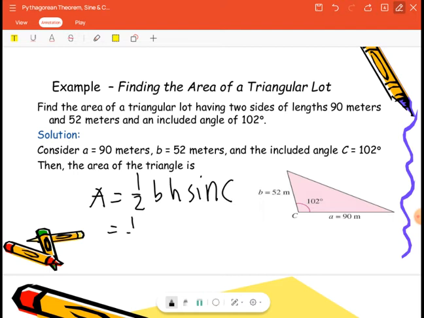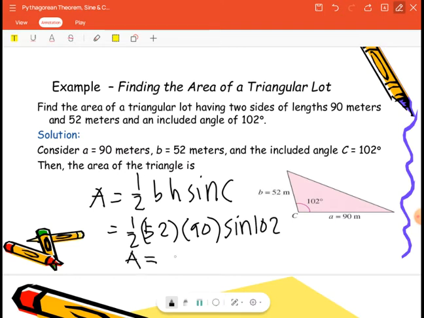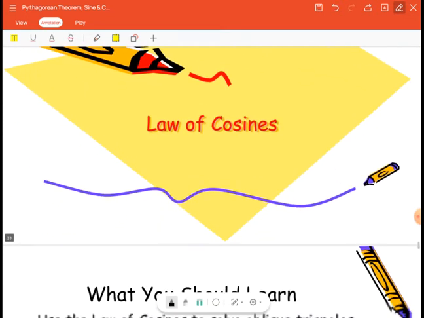And that is equals to 1/2, base natin ay 52, yan, times 90, times sine of 102. And yung ating area of this triangular lot is equals to 2,289 square meter. Okay? Then next, law of cosines.